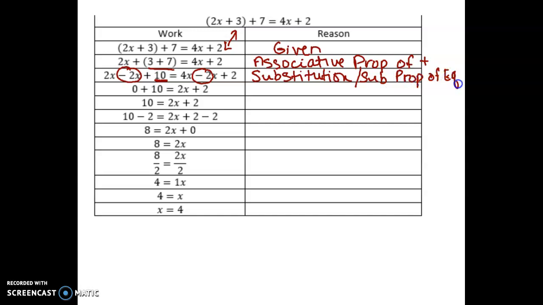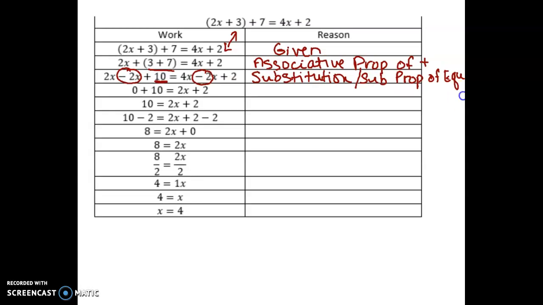Then 2x minus 2x is 0. That's additive inverse. But 4x minus 2x is 2x, so that's going to be substitution. If we take 0 and we add 10, we get 10. That's because of the additive identity.